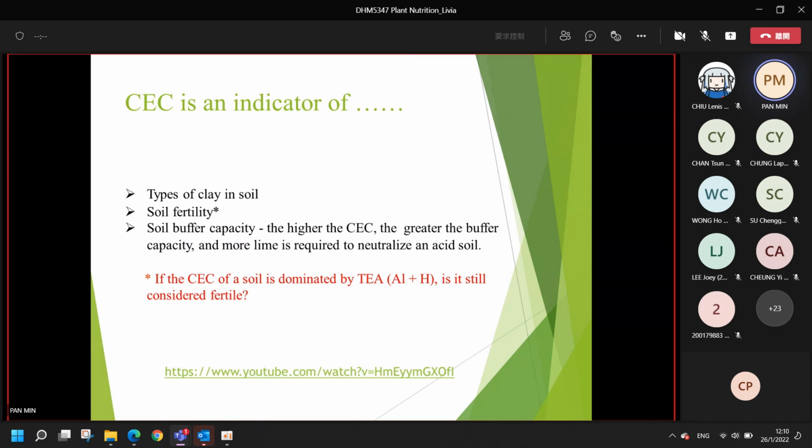And soil buffer capacity, you need to know the permanent and soluble charge, and the soil texture, for the soil to buffer acids and alkaline capacity, because it will affect the CEC level. And here is a YouTube video that when you have time, you can watch to see the process for the CEC in the soil.